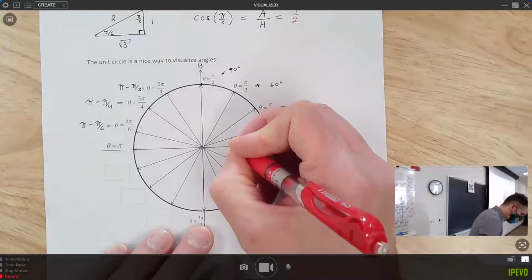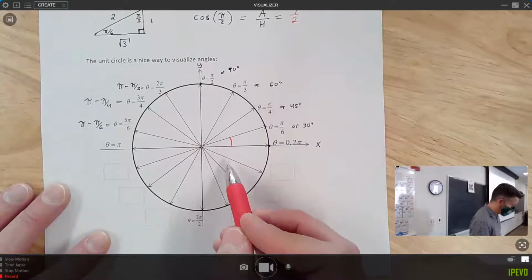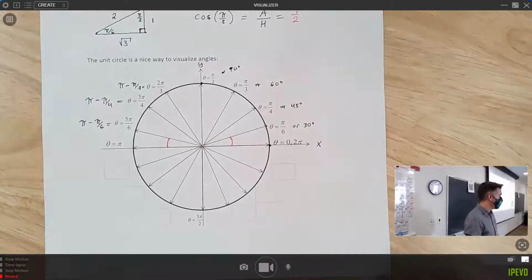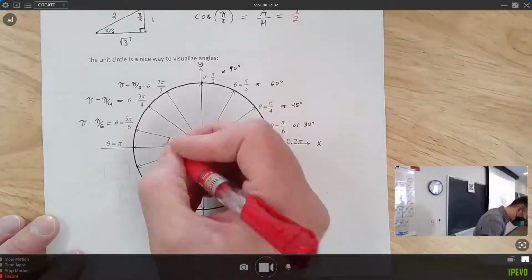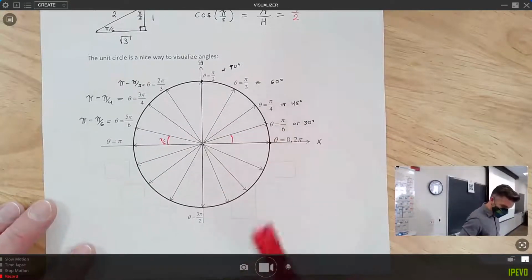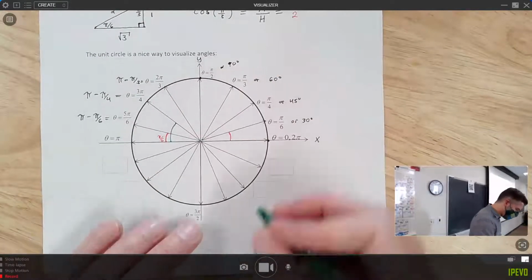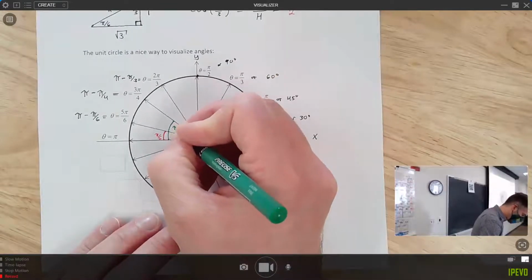Here's the angle pi over 6. And this angle 5 pi over 6 has the same what we call reference angle. If you measure from that angle to the nearest x-axis, that's the angle we're talking about. So this angle here is pi over 6, just like this angle is over here. And this angle here is the same as that angle there. It's pi over 4.